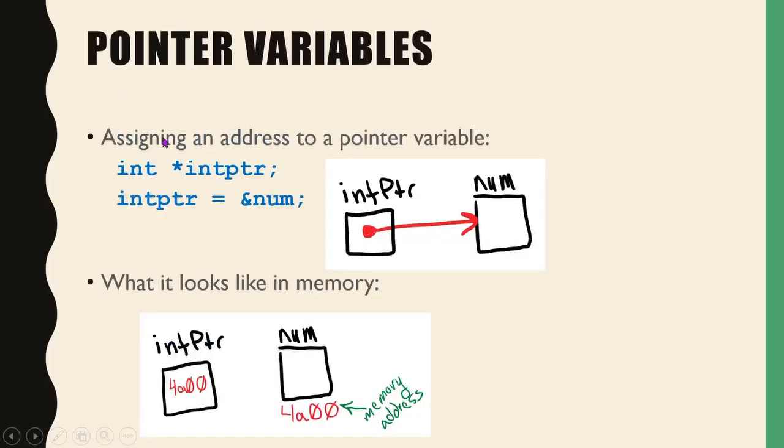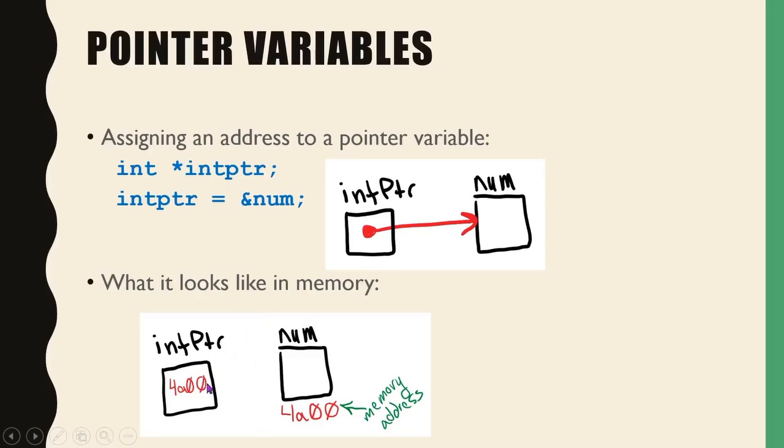So now that we have a pointer variable, how do we make it actually contain the memory address of another variable? This is how we do it. I have my pointer called int pointer, and then I assign the memory address of num to int pointer. And that's what creates this connection where int pointer points to num.